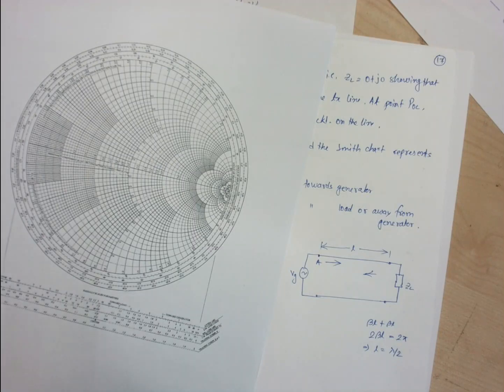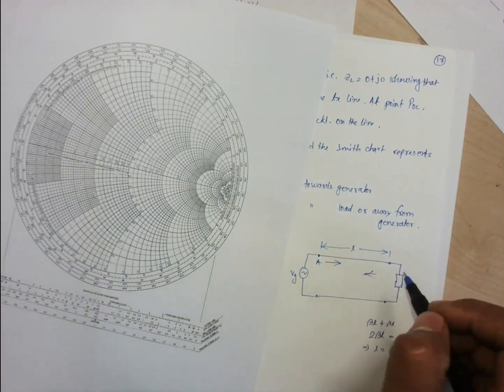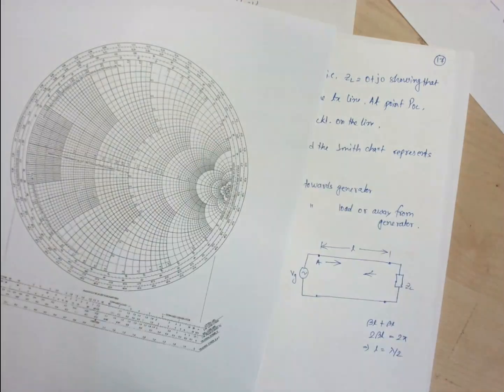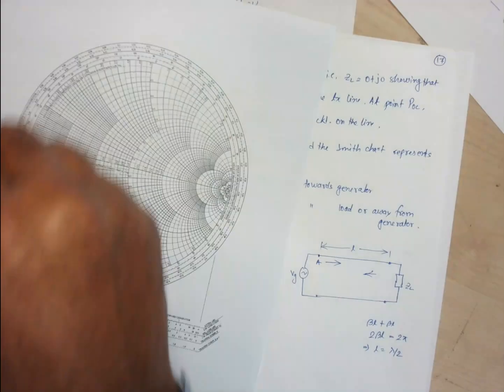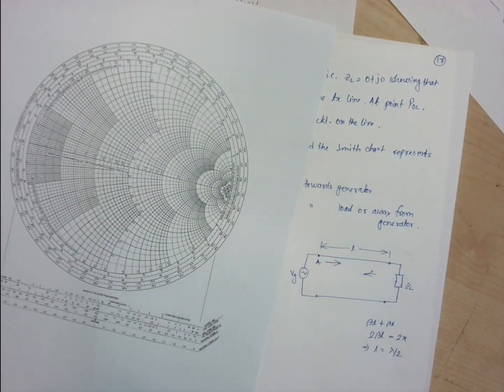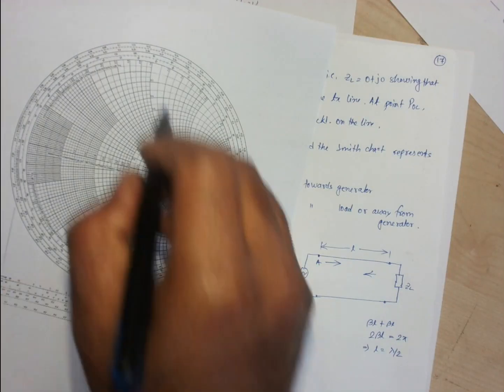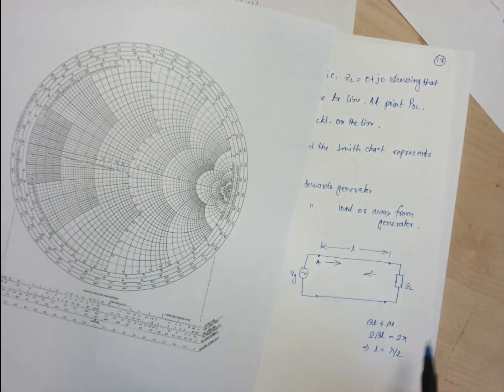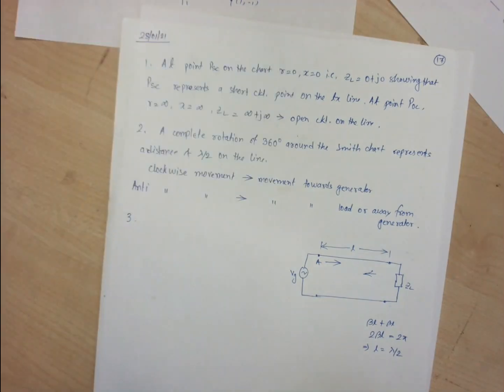It is somewhat conceptual that for a complete rotation, it needs to travel one complete circle. So we can have a twice beta L movement on the transmission line. If we need to find the physical length for one complete rotation, then it should cover a distance of lambda by 2. So by taking this concept, we need to solve all our problems.